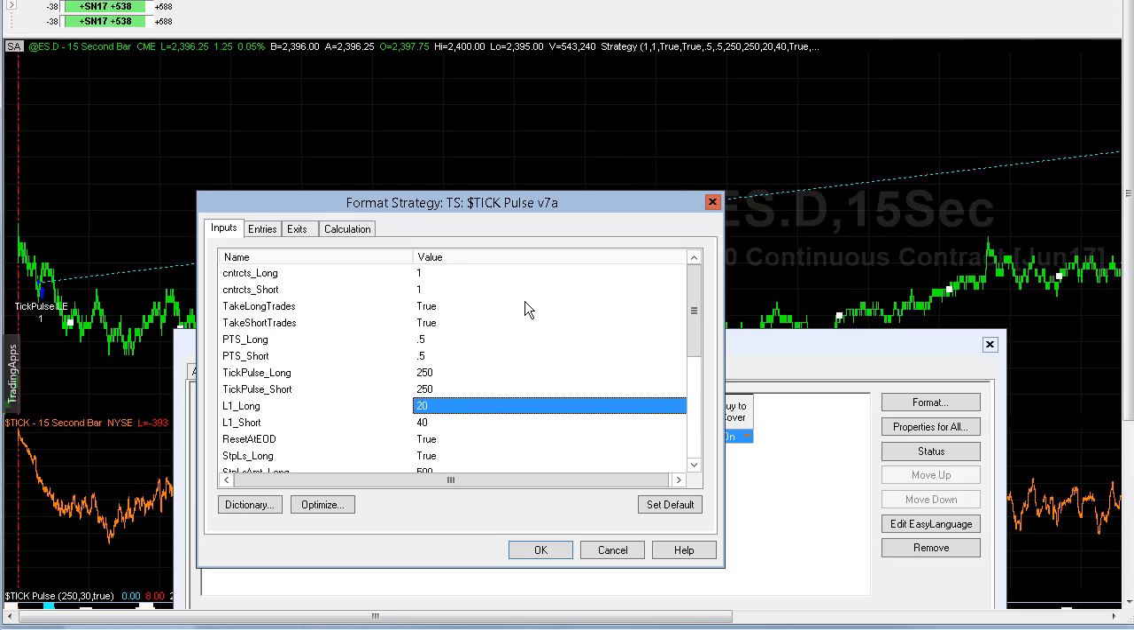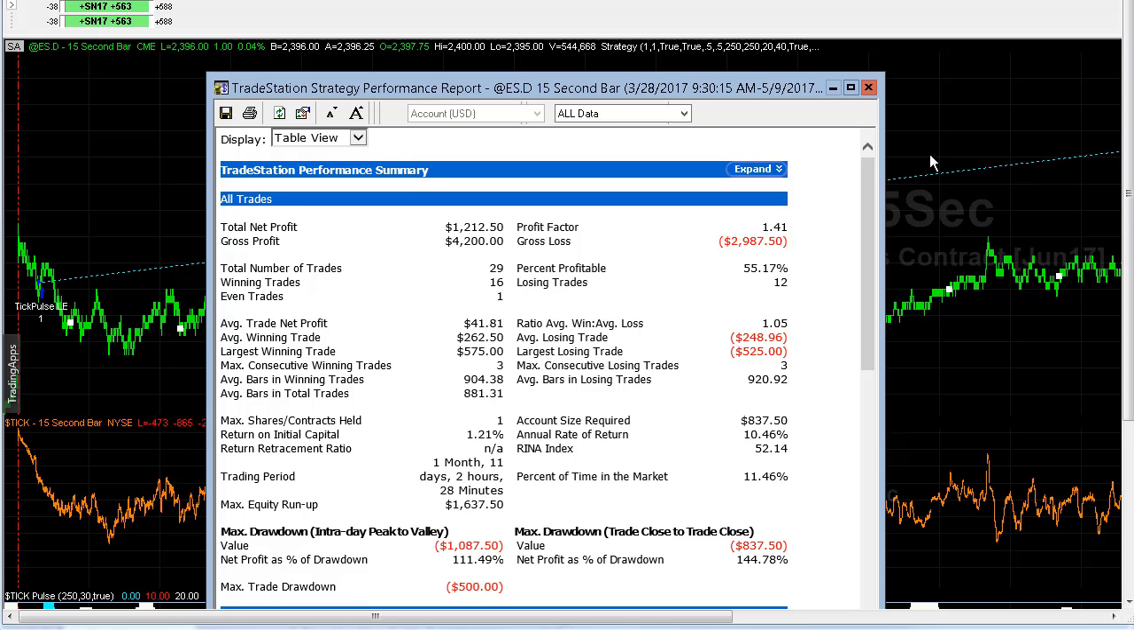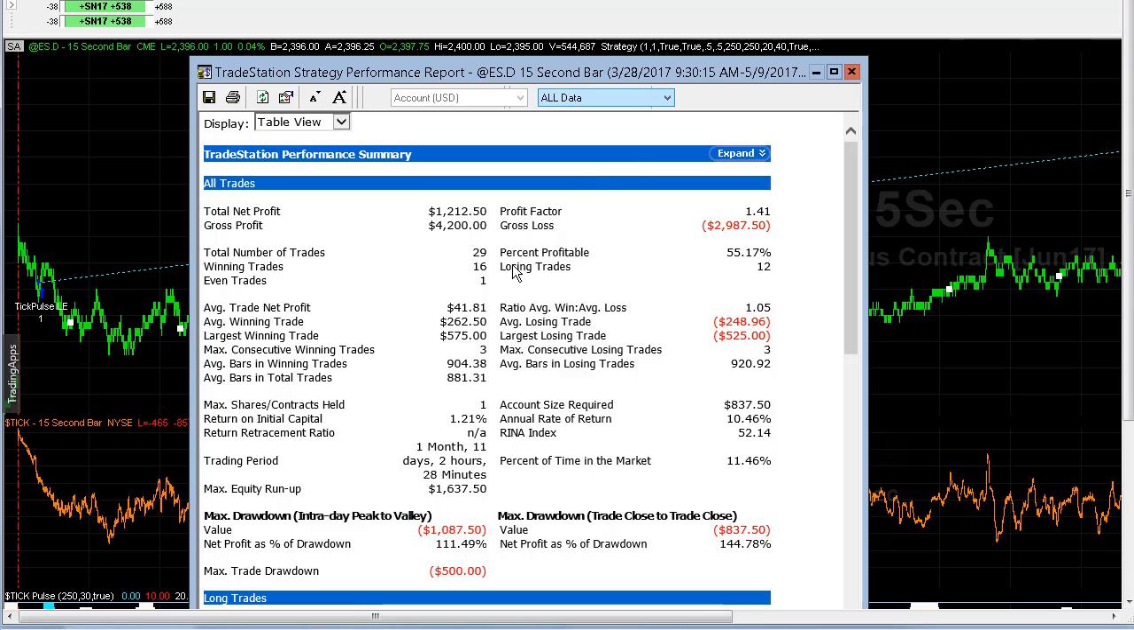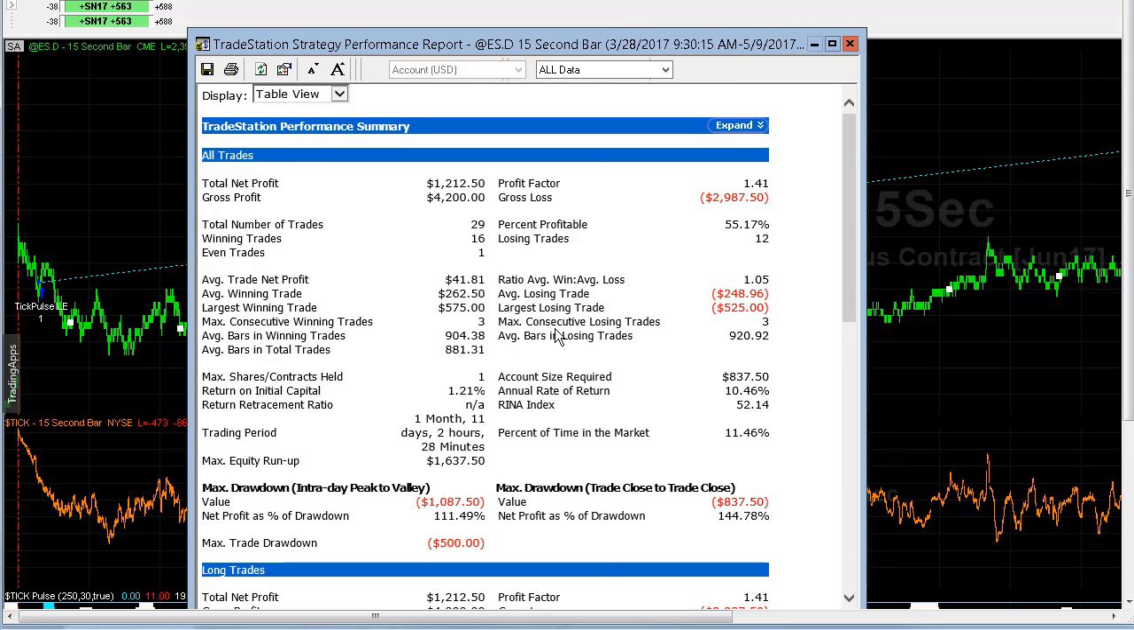And I made the L1 20, so you could reduce the requirement so that it takes long signals more quickly. And that's another way to do it. I'm going to show you the results of that. So the last 6 weeks, these are results with $25 round turn slippage and commission. This would be $66 if the slippage and commission were not included, but it is. And so this is Tick Pulse the last 6 weeks with this low VIX.